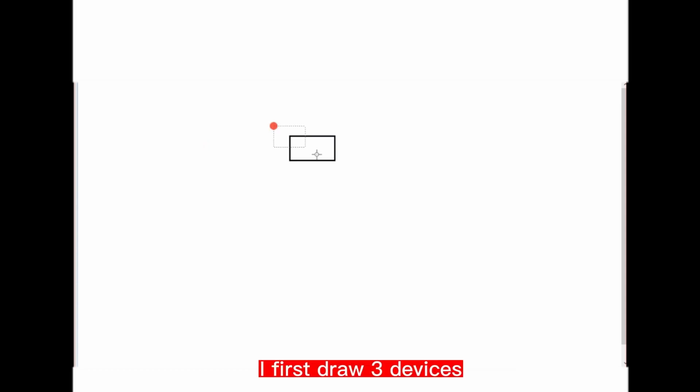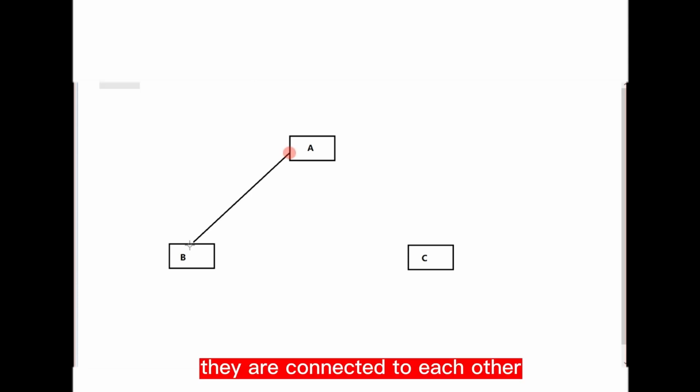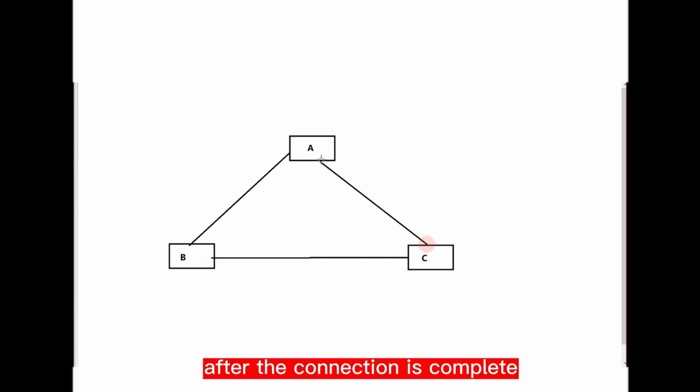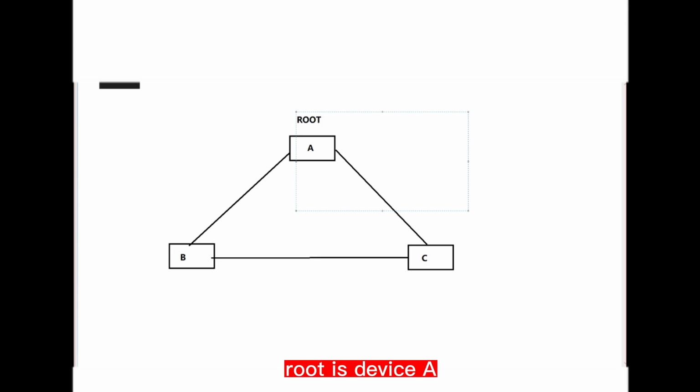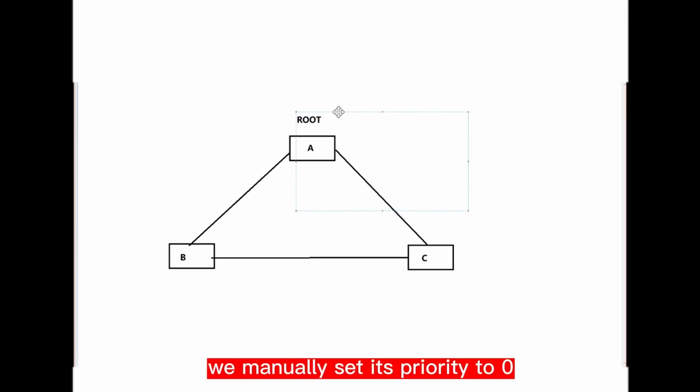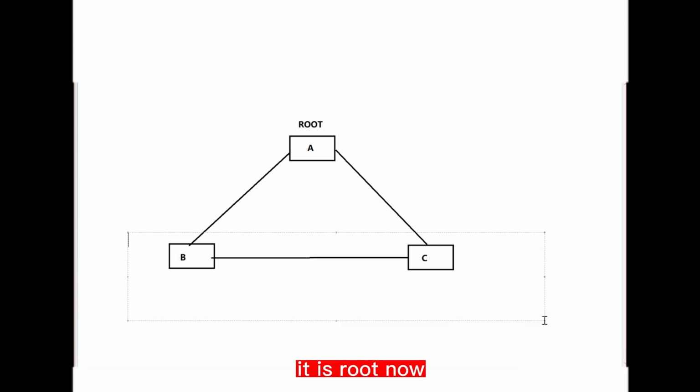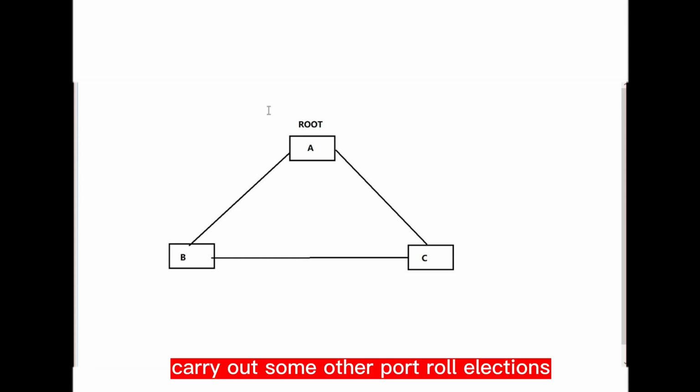Let me draw a picture. I first draw 3 devices. I label them. This is device A. This is device B. This is device C. They are connected to each other. After the connection is complete, we're going to start the election now. Assuming the root has been chosen. Root is device A. We manually set its priority to 0. It is root now. No doubt. Between 2 other devices. Carry out some other port role elections.